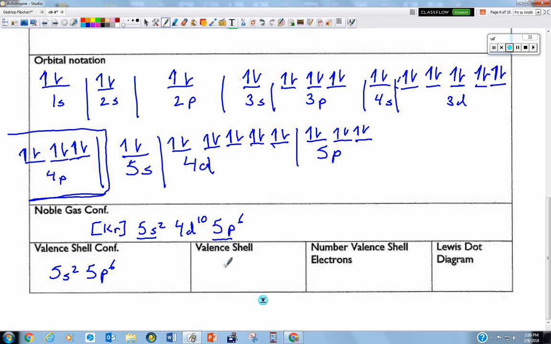And then valence shell configuration, the two highest S and P, 5s2, 5p6. Valence shell is going to be N5, and the number of electrons in the valence shell, 2 plus 6, is 8. Our diagram has eight electrons orbiting around. Email me if you have questions and go from there.